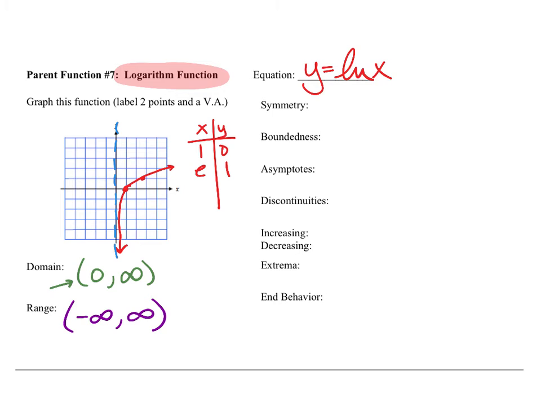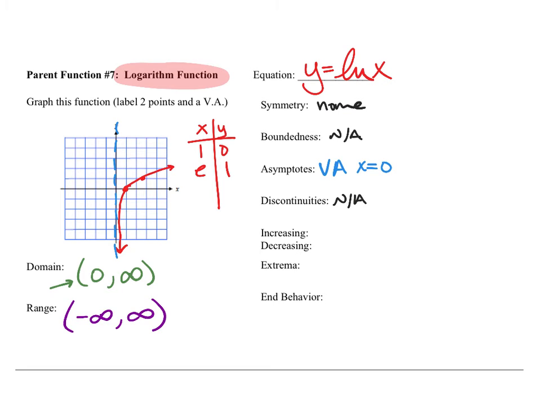Wild. Super cool stuff. This has no sorts of symmetry. It is not bounded because we're talking about bottoms and tops, highest and lowest points. Sorry. It does have a vertical asymptote at x equals 0 because you can't plug in 0 to the natural log. It doesn't work. But it does not have any discontinuities.